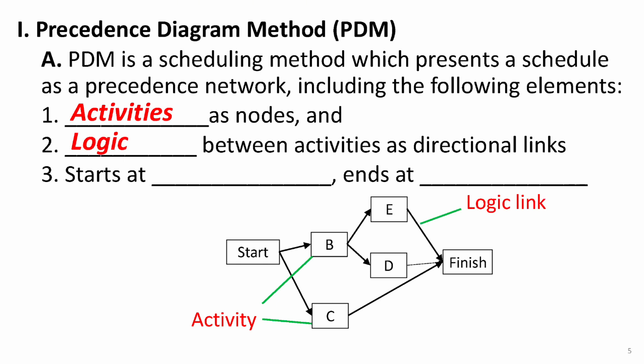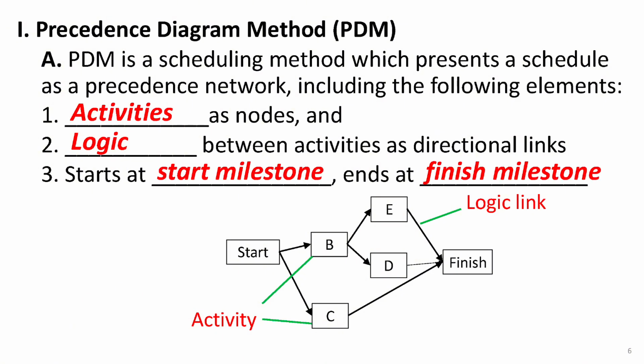Second, we get directional links, or arrows showing the logical relationships between activities. These links define the sequence in which tasks must be performed. Finally, the first node in the network represents the project start milestone, and the last node represents the project finish milestone. These milestones are considered activities, but have zero duration. This structured approach helps ensure that project activities are clearly defined and logically connected.